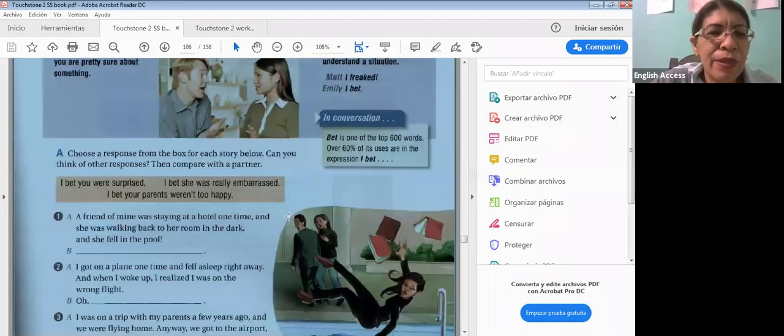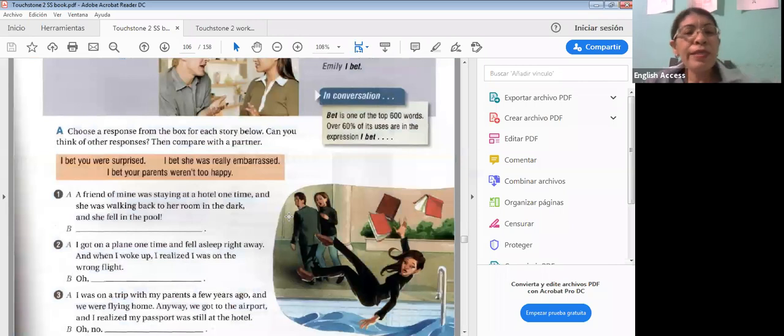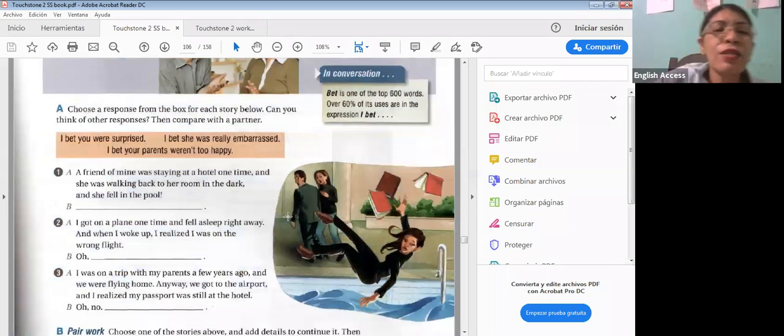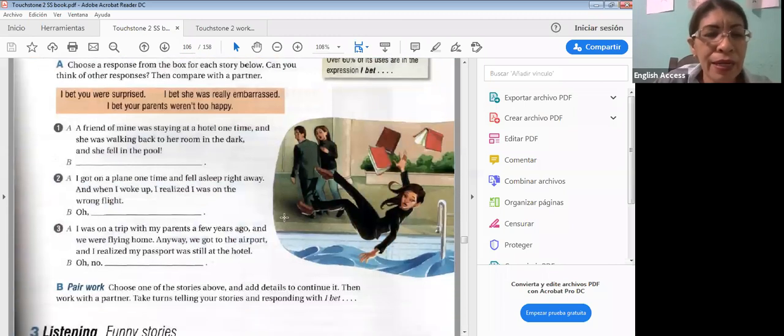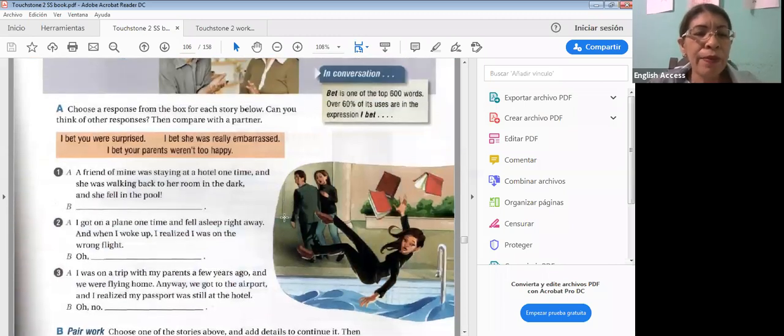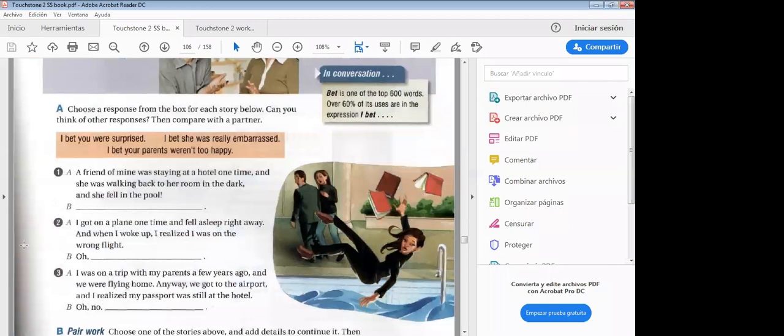So in a moment. Okay, we're going to do this part with exercise A. It says choose a response from the box for each story below. Can you think of other responses? Then compare with a partner. So here we have three short conversations. What you're going to do is complete the responses with one of the expressions that you have in the box. Okay, Luis? Okay. So let's do it, please.